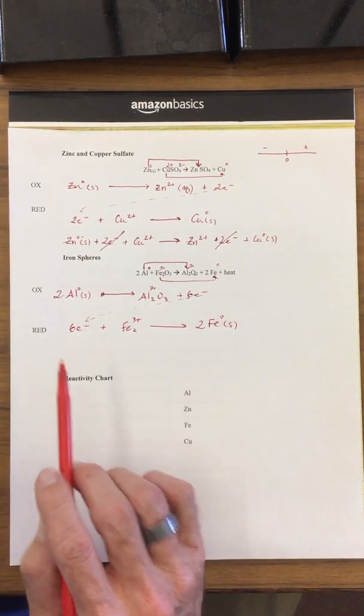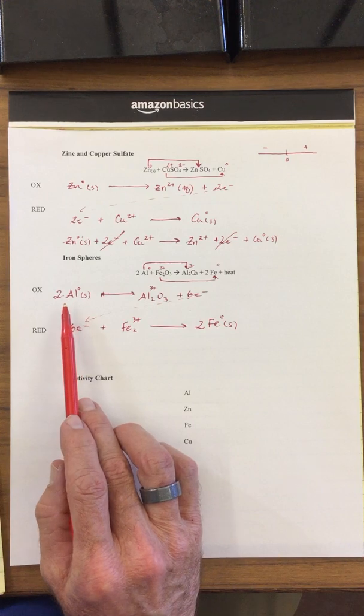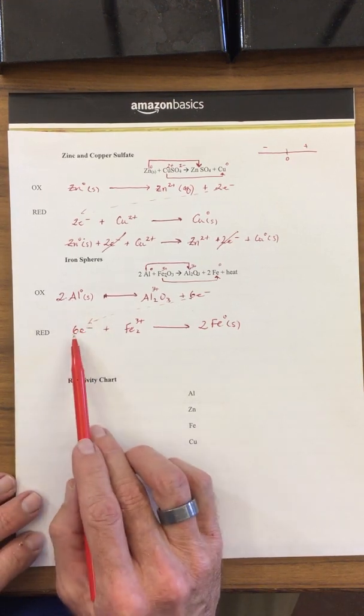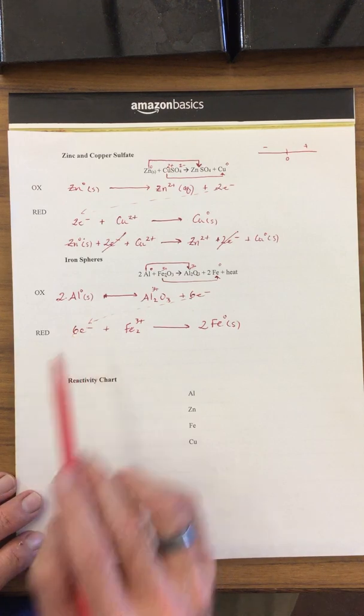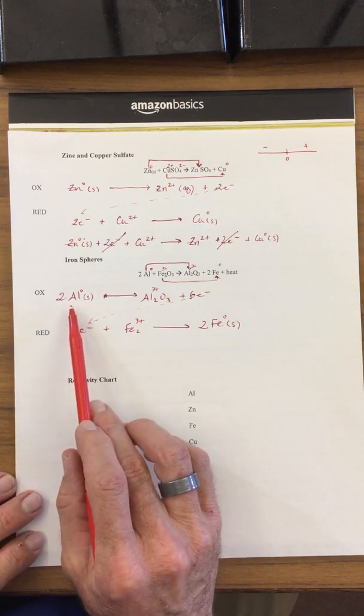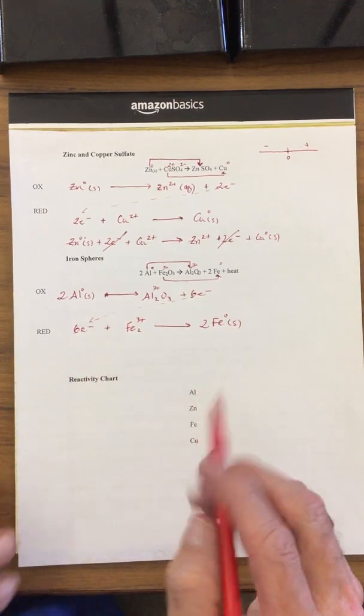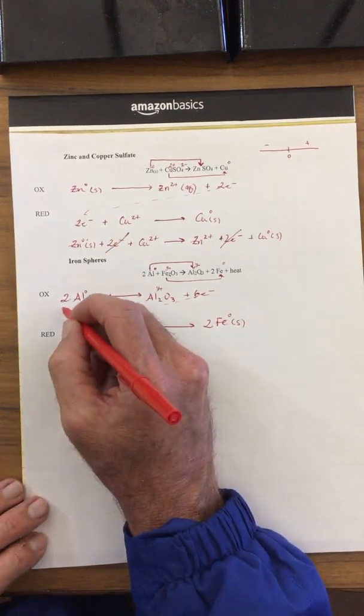So let's go back to this over here. So again, this is the pitcher. This is the oxidation reaction. This is the catcher. This is getting the electrons. This is throwing the baseball. This is catching the baseball. So this is being oxidized.